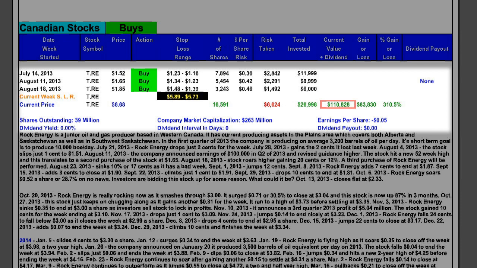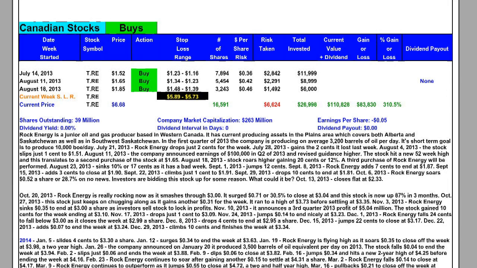$110,828. The current gain is $83,830, which is a gain of 311% in 39 weeks, as of April 20, 2014. In regards to how much money one invests and risks in each stock, it is different for every type of investor. For more details on this, please watch my risk calculator video.